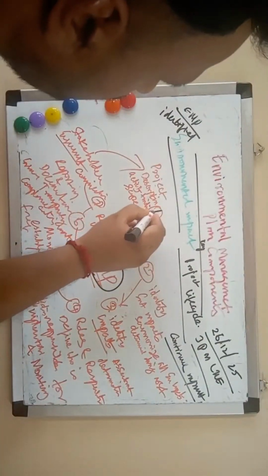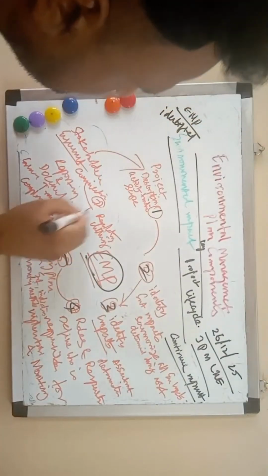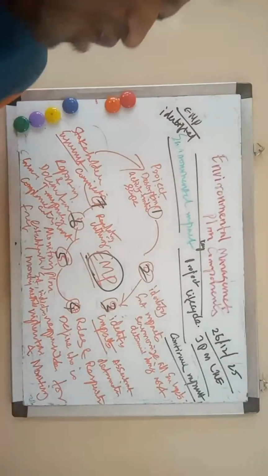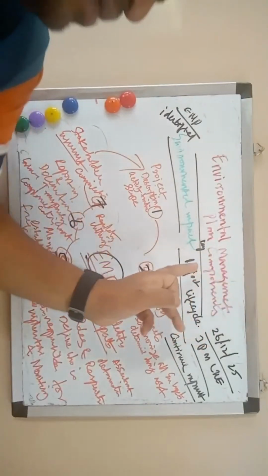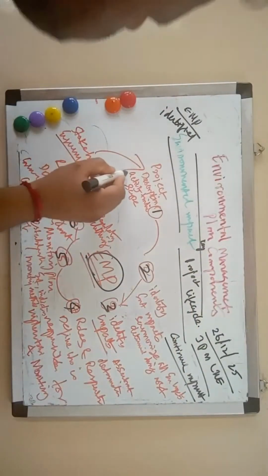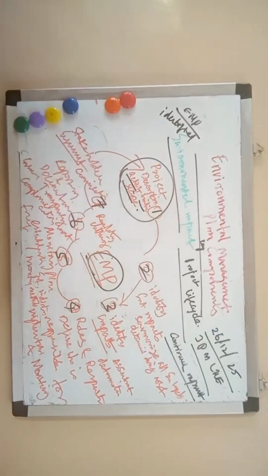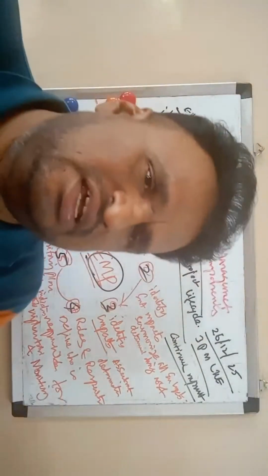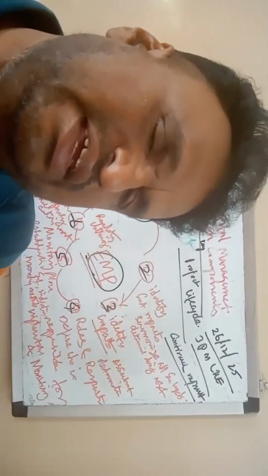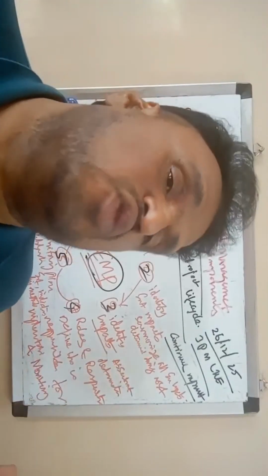So here, 1, 2, 3, 4, 5, 6, 7. There are 7 key components for the environmental management plan. First, project description: activities, timeline and scope. First you have to describe what the project is, what the life cycle of the project is, whether it's oil and gas, manufacturing, or construction, and what kind of activity you are going to do.